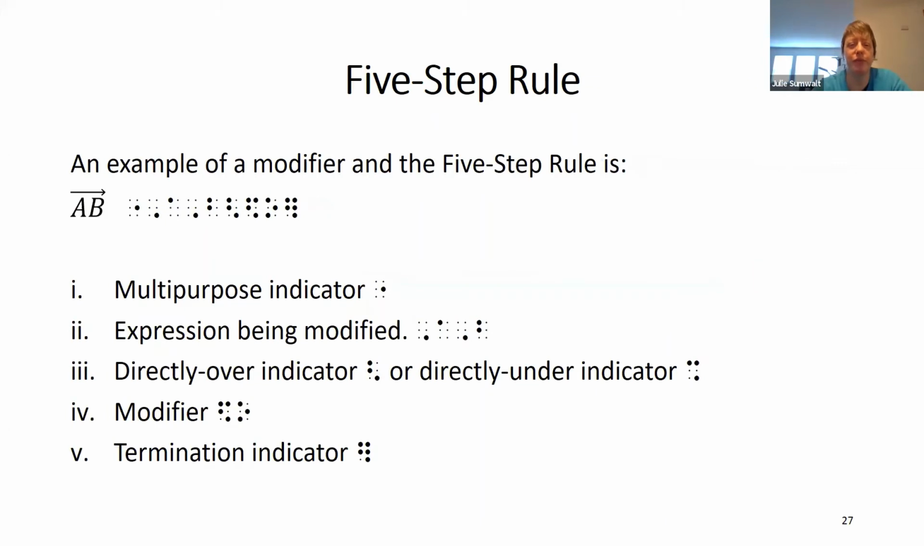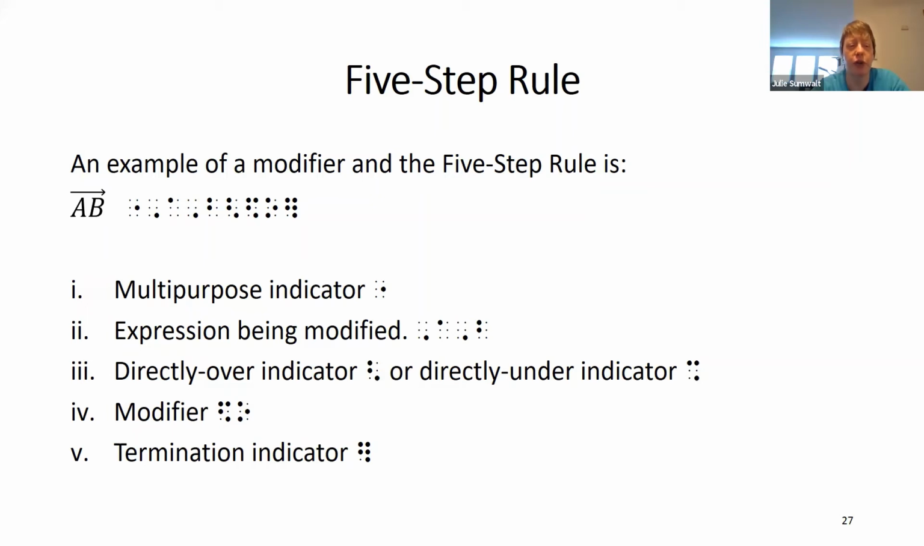Here is an example. You might have the capital letters AB with a right pointing arrow directly above them, meaning Ray AB. In that case, you need 5 components to show that arrow. First, you need the multi-purpose indicator, which is dot 5, to say that this next expression is going to have a modifier. Then you have the expression being modified. In this case, it's capital A, capital B. In Nemeth, you capitalize each letter individually.